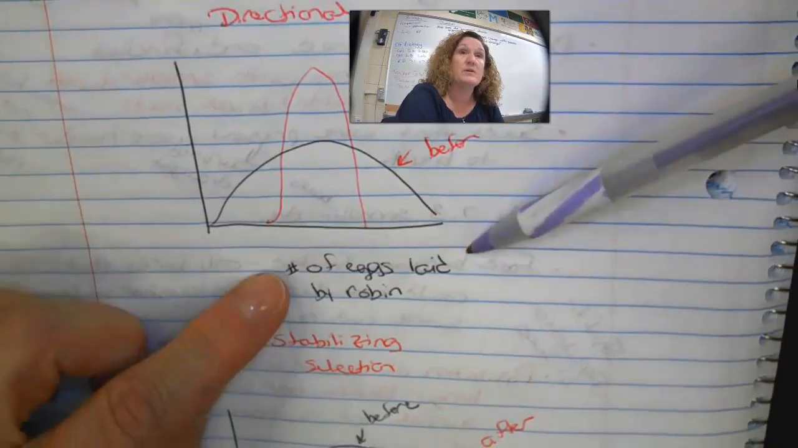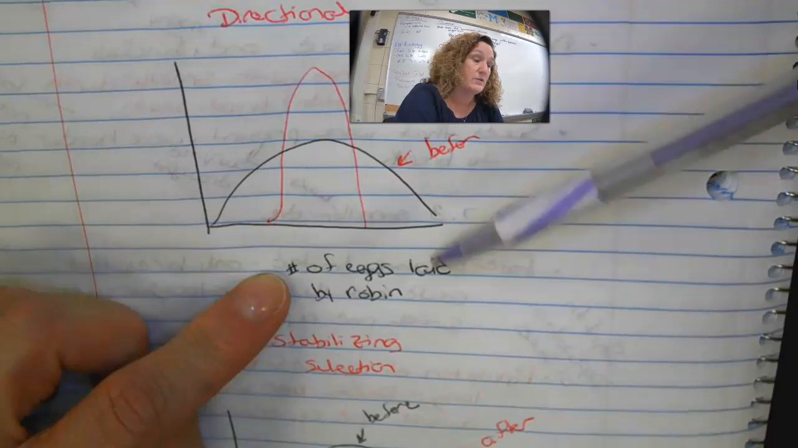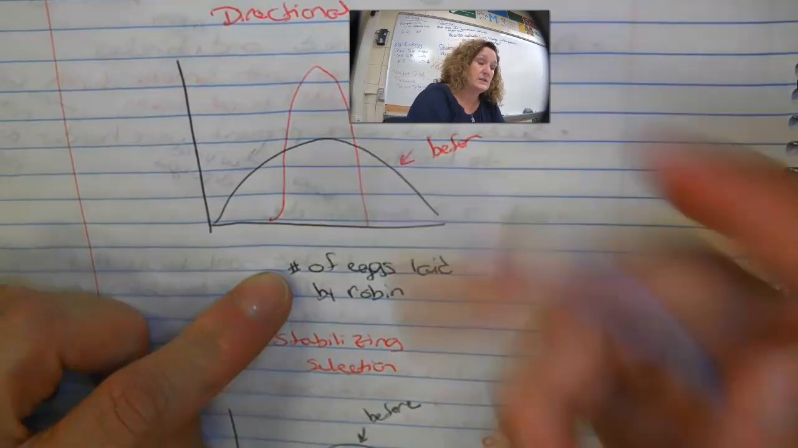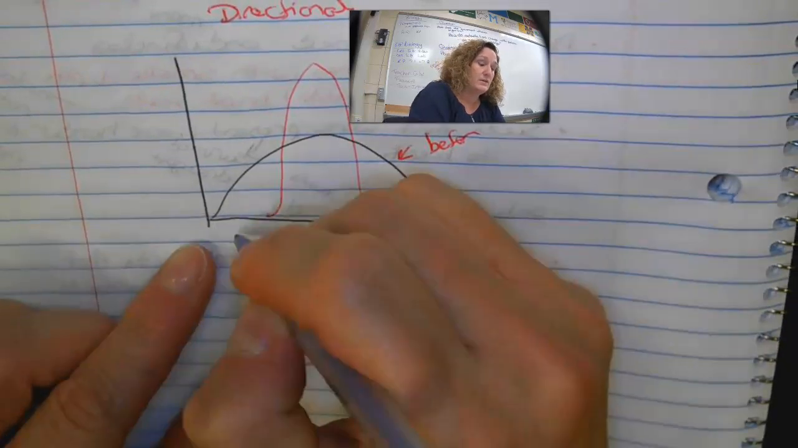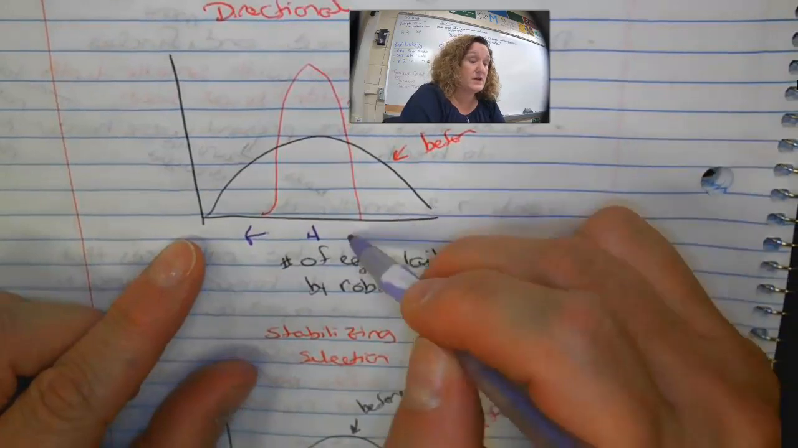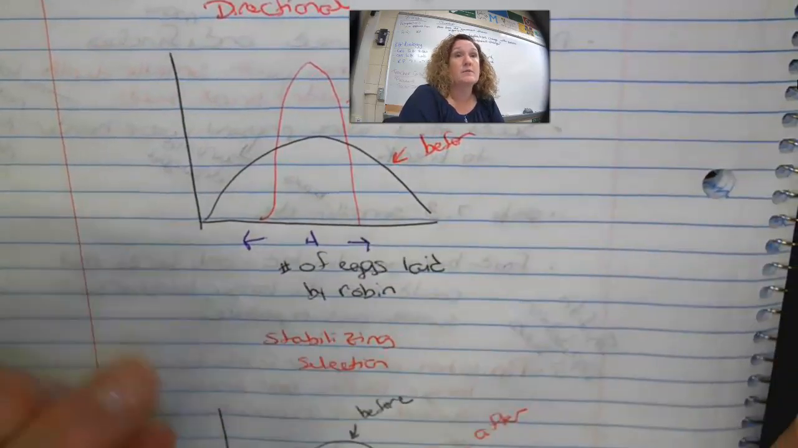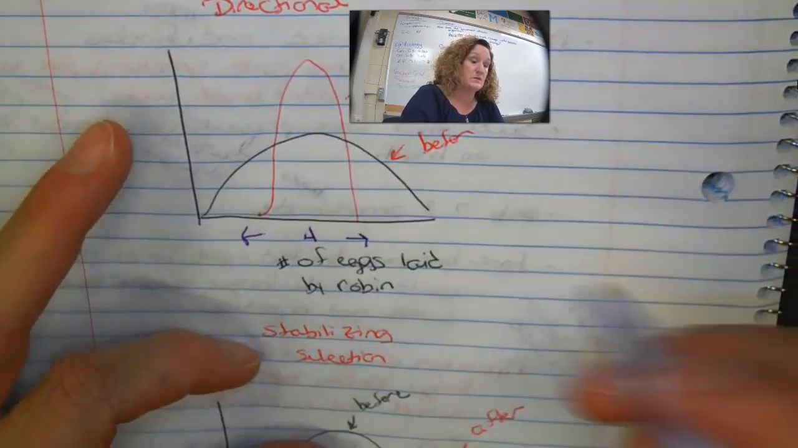We used the example, if you look at the slide deck, of the robin's eggs, where robins lay about 4 eggs is their average number of eggs, and it's almost always 4. If it's fewer, there's not enough that survive, and when it's more, they can't feed them. So it stabilizes, it stays right here in the middle.